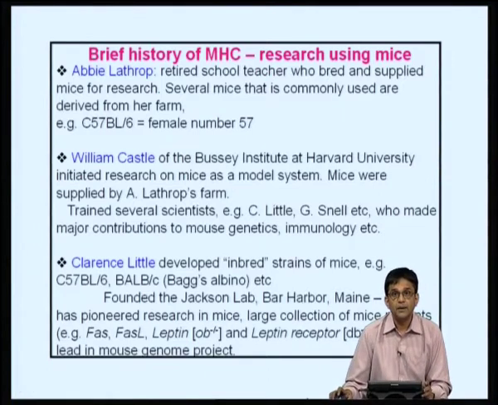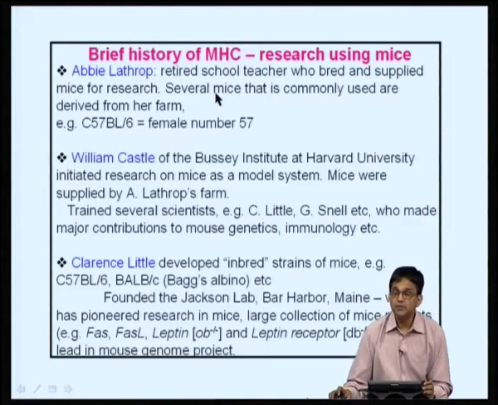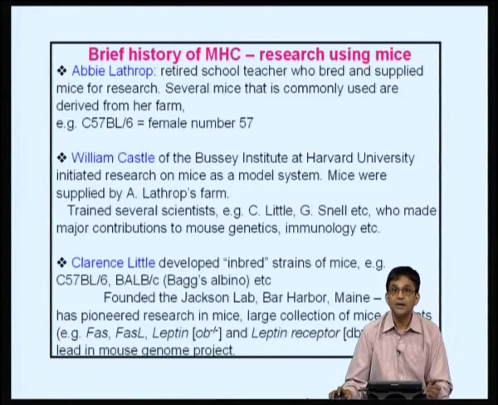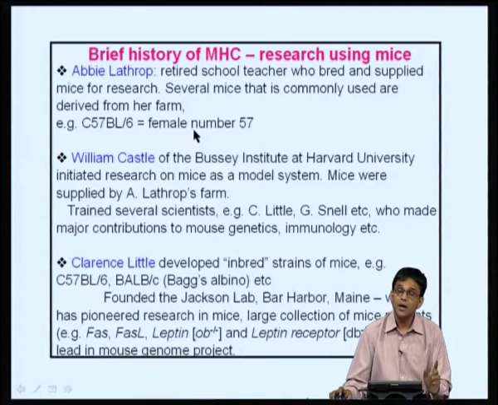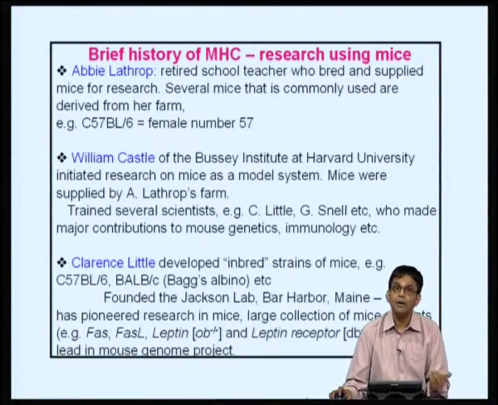Perhaps the person who we all need to thank is Abby Lathrop, this retired school teacher. She bred and supplied mice for research. In fact, several of the mouse strains that we use in our laboratories have come from her farm. For example, C57 Black 6 is actually a female number 57. Remember, the strain of mice was derived from Abby Lathrop's farm, and subsequently inbred strains were developed much later, but the line came originally from there.